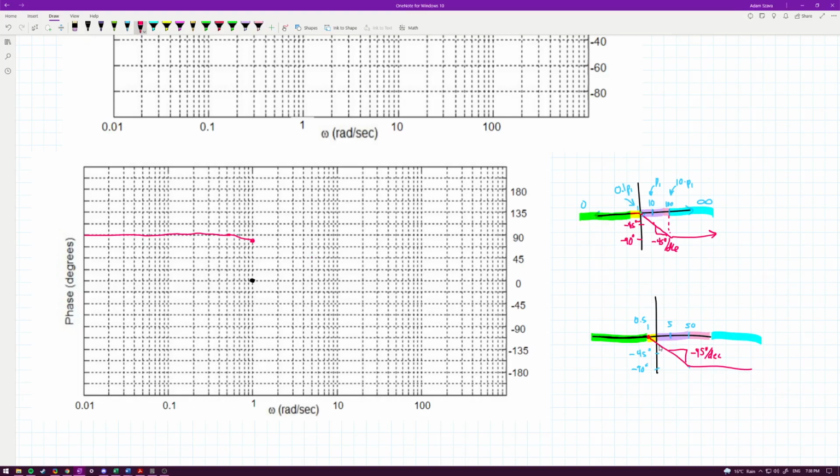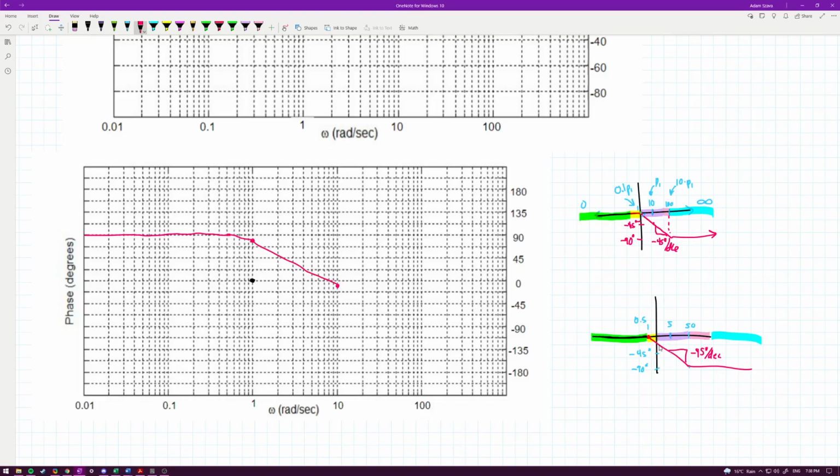Then in the purple section, we have a slope of negative 45 and another slope of negative 45. So it's a slope of negative 90 decibels per decade. So at 10, we should be a little less than 90, so this should be a little less than 0 at 10. So right there. That kind of goes like that. But where should it stop? It should stop at 50. So that's fine for now.